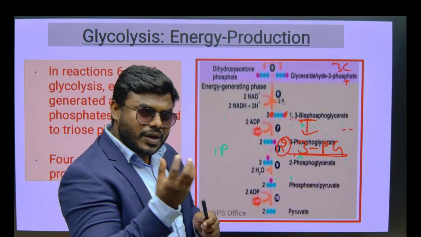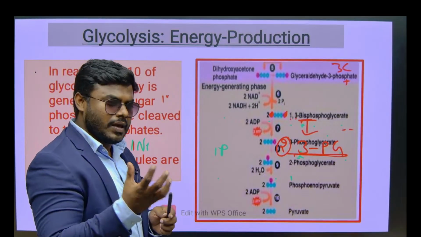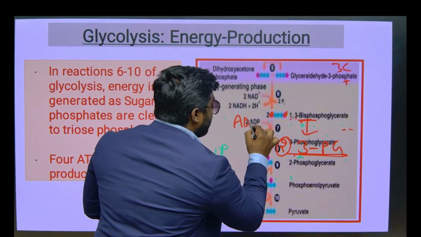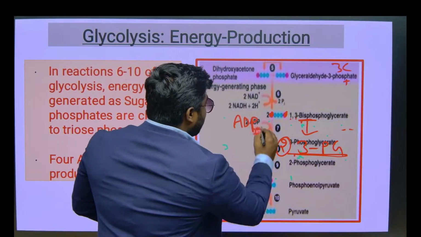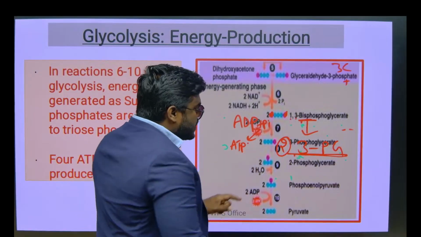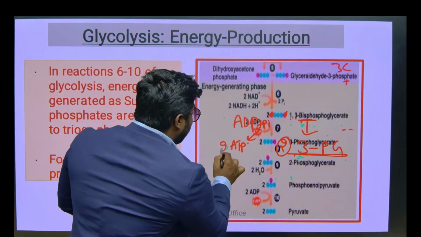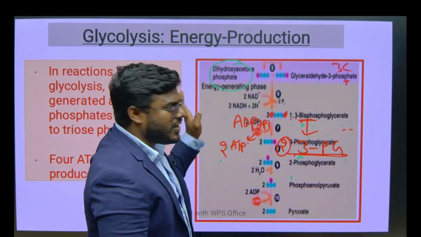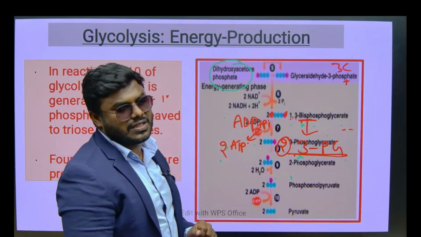Correct or not? Because phosphate means energy. So who will take that phosphate? ADP. ADP combined with Pi gives rise to ATP. So can I say 2 ATP I will get? Yes, sir. Why? Because the same function will happen here. This is which step? 7th step.